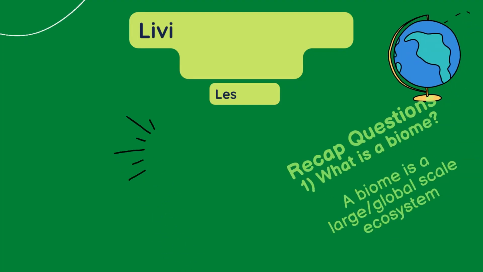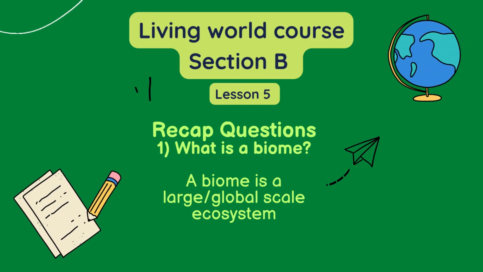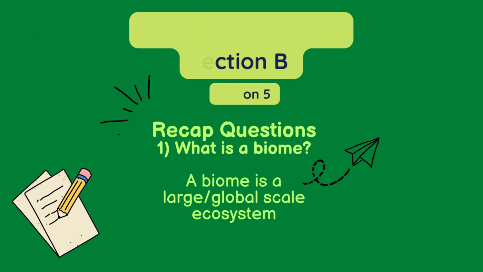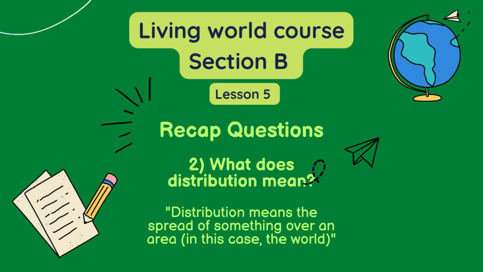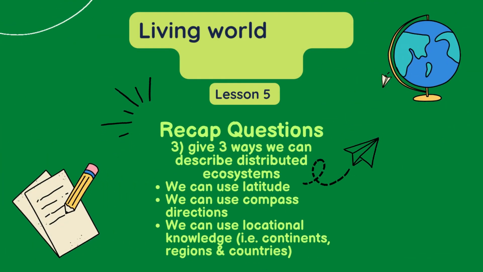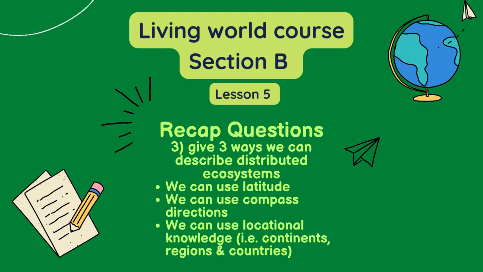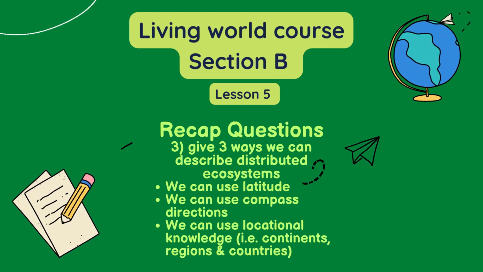Question 1. A biome is a large global scale ecosystem. Question 2. Distribution means the spread of something over an area, in this case, the world. And finally, question 3. We can describe the distribution of ecosystems using latitude, compass directions, and locational knowledge.